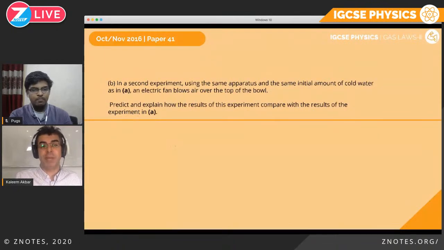In a second experiment using the same apparatus and the same initial amount of cold water as in A, an electric fan blows air over the top of the bowl. So now you've got a draft. Predict and explain how the results of this experiment compare with the results of experiment A.